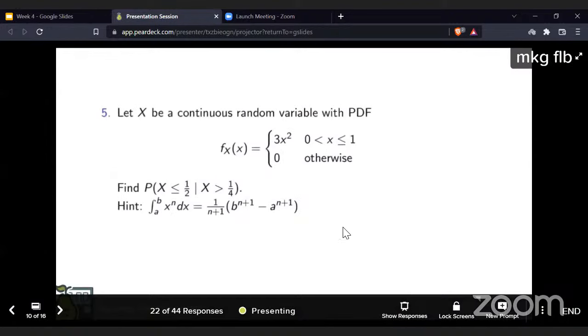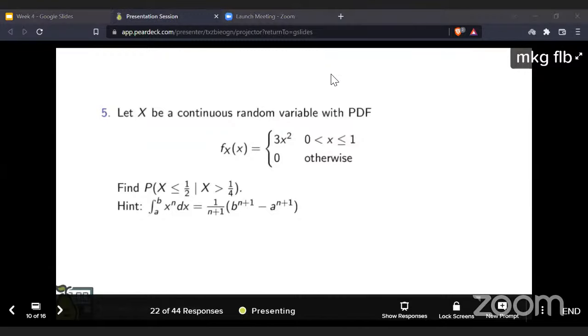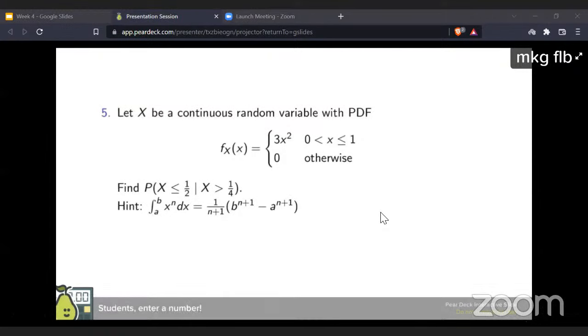So how did you find this? First of all, I used conditional probability. Probability of x between 1 by 4 and 1 by 2, that is, greater than 1 by 4 and less than 1 by 2, divided by 1 minus the probability of x less than or equal to 1 by 4. Yes, ma'am, I got 0.11.